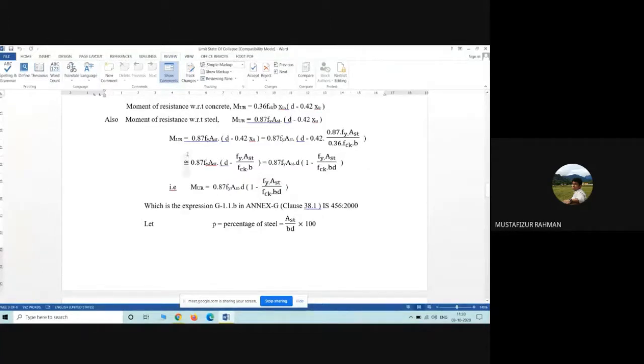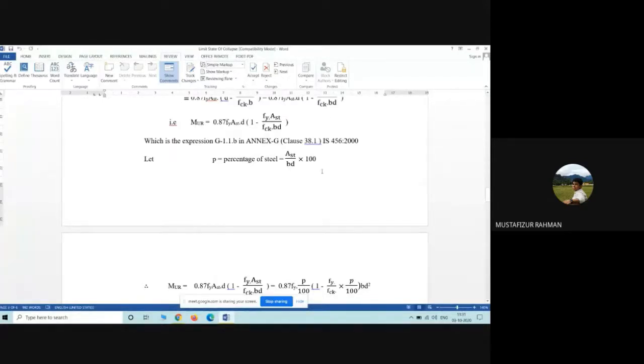Now see here, these are some manipulations. So I am now considering moment of resistance with respect to steel. Now you see Mu,R is equal to 0.87 fy Ast into d minus 0.42 xu. Now with this expression I am doing some manipulation. xu we had already obtained as 0.87 fy Ast divided by 0.36 fck b, so I substitute that here. Then if you simplify it, you will get 0.87 fy Ast d minus fy Ast by fck b, and on further simplification you get this expression. That means we get Mu,R equal to 0.87 fy Ast d minus this term.